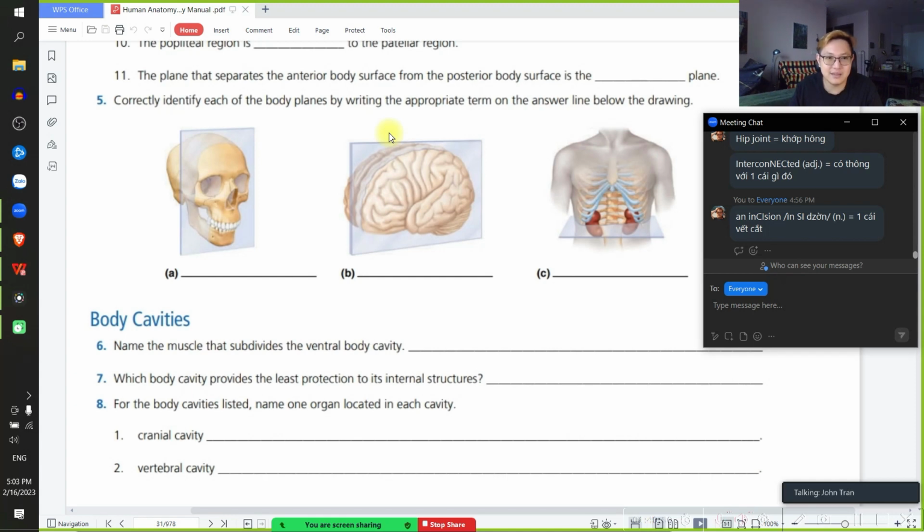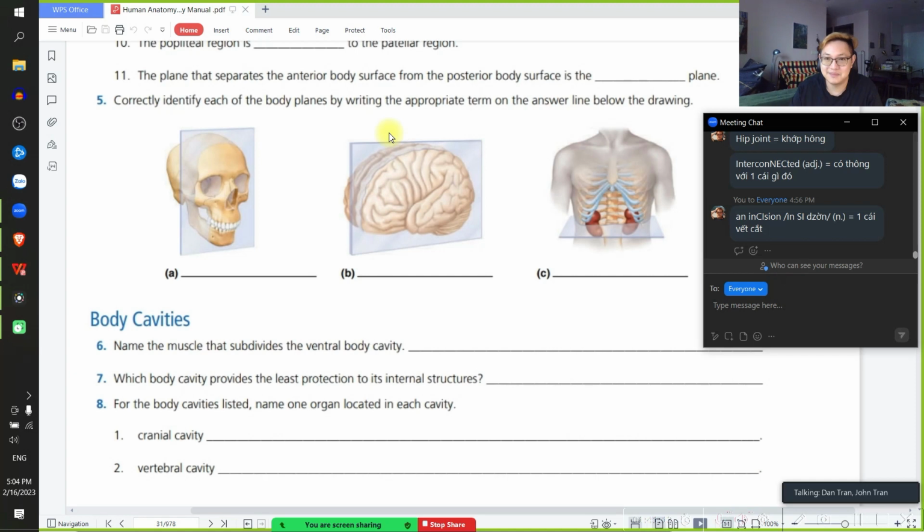It's like separate the... No, frontal plane. Frontal. Median, because you separate it into right and left brain, right? Yes. So it's median or mid-sagittal plane. Yes. How about C?